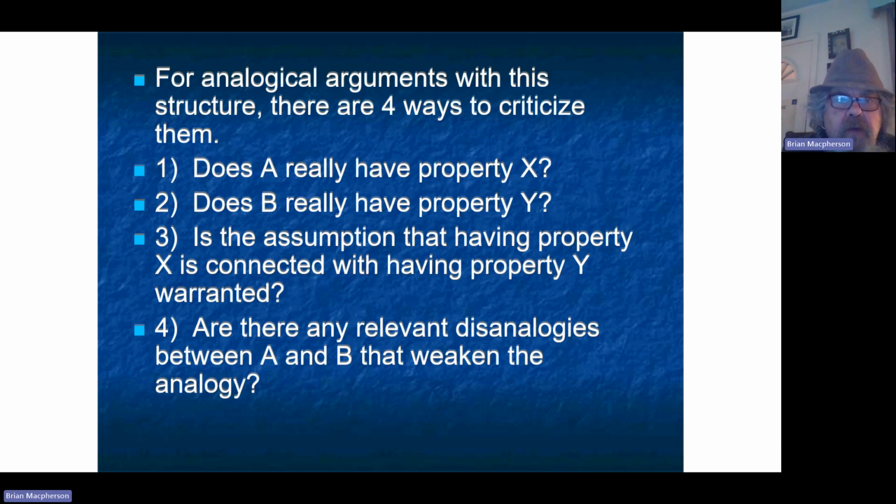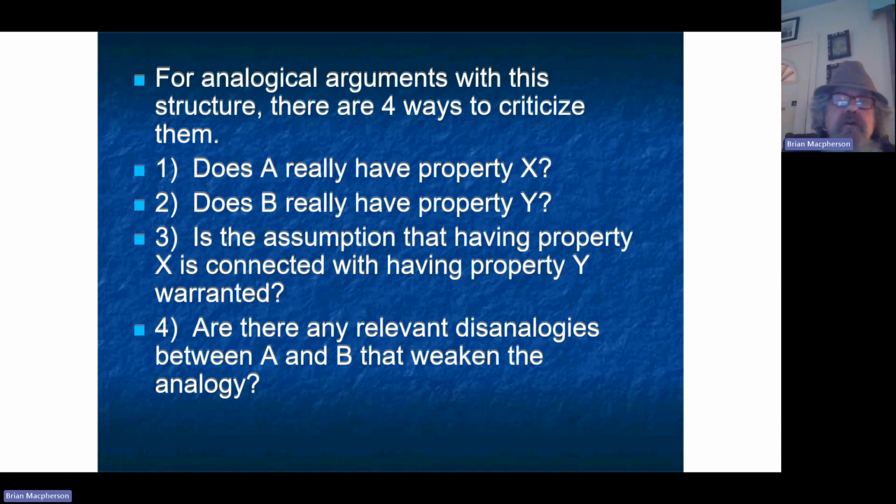Are there any relevant disanalogies? So this is an interesting one. Well, not really. I guess in some ways there are some disanalogies. For example, family budgets are much smaller than government budgets. In government budgets, we're talking about billions or even trillions of dollars. Family budgets are maybe 100,000, 50,000, something like that, right? So that's one difference. But again, I don't think that difference is going to really weaken the analogy. But that is something you have to consider. Are there relevant disanalogies between A and B that could weaken the analogy?